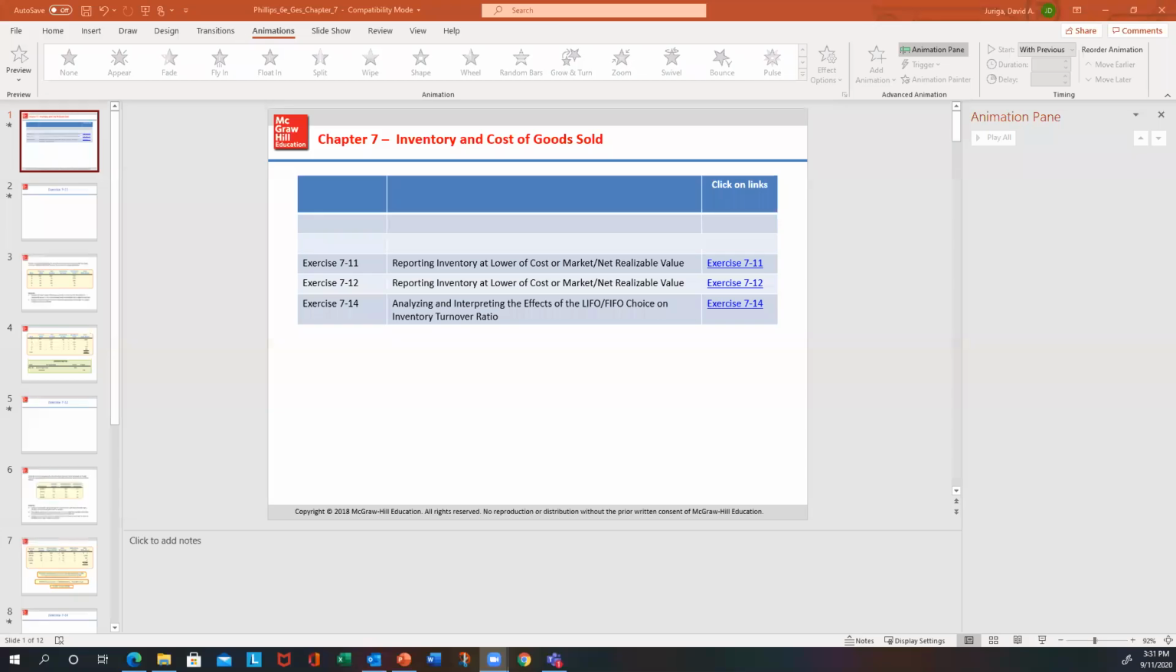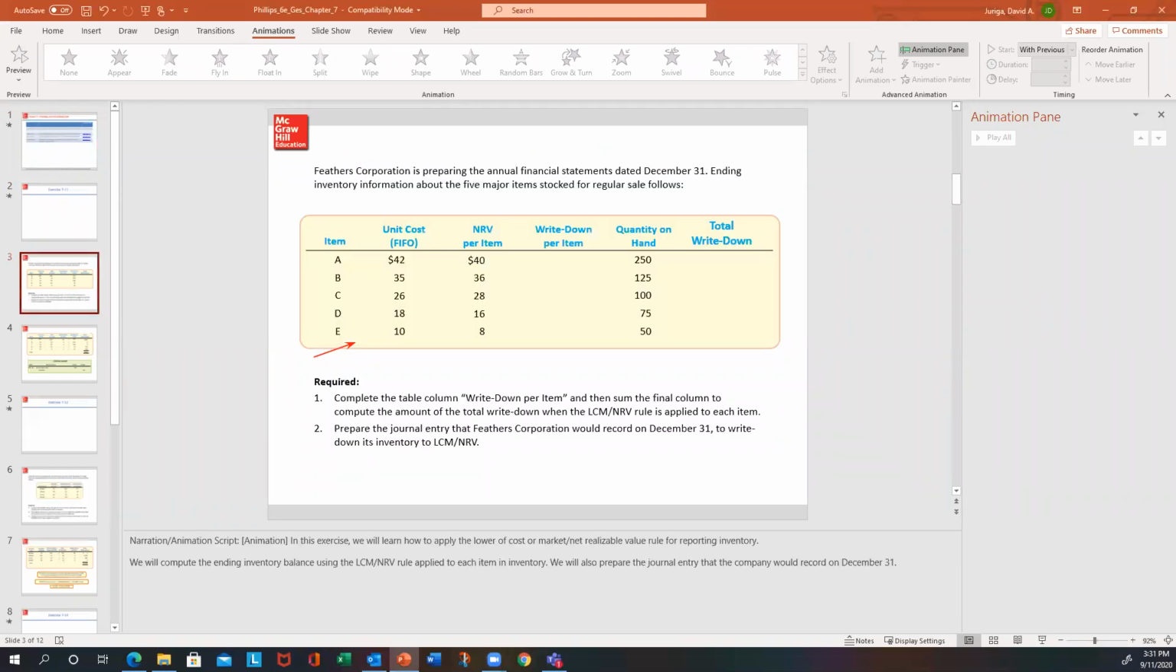All right, so let's take a look at a couple more problems in Chapter 7. We are going to take a look at a couple more lower of cost or market valuations, and also looking at a comparison of the FIFO and LIFO cost assumptions. All right, so on the first one, this is exercise 7-11.